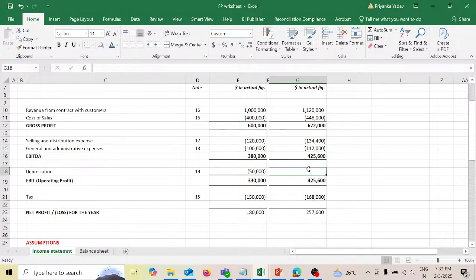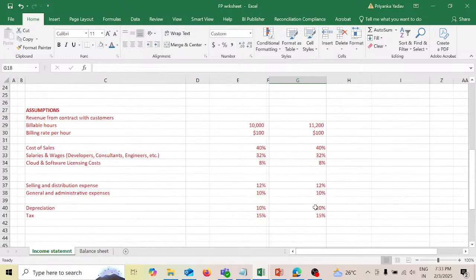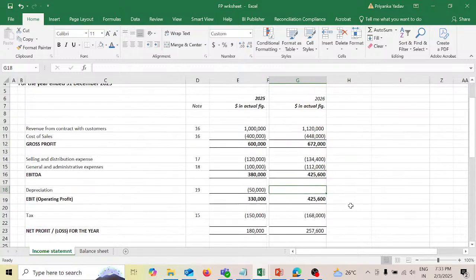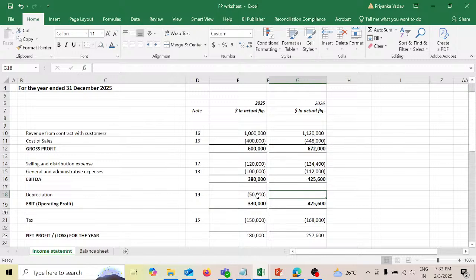Now depreciation is fixed. Again, this is 10%, and your fixed assets, if you do not plan to buy any fixed asset, the depreciation will remain the same. Otherwise you have to prepare another schedule for your fixed assets, current assets, and for your depreciation basically, and you have to calculate the accumulated depreciation over the years. You have to see the estimated life of that asset, and then the depreciation will be calculated accordingly.